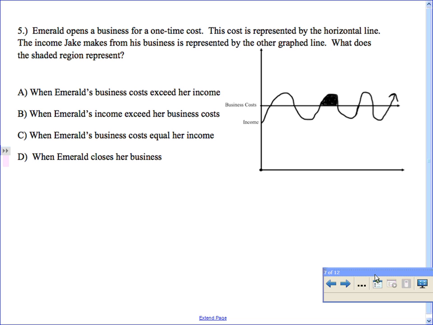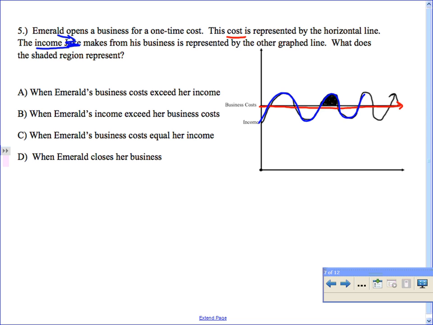Number 5 says, Emerald opens a business for a one-time cost. This cost is represented by the horizontal line. So his business cost is represented by this line. A horizontal line is just a straight line. That's the cost. It then says the income that Jake makes from his business is represented by the other graphed line. What does the shaded region mean? And actually, this should say Emerald, not Jake. Wrong name here. So Emerald's income is represented by this.